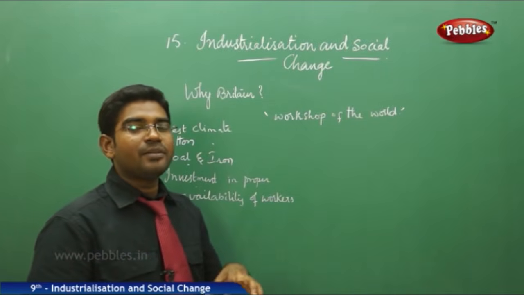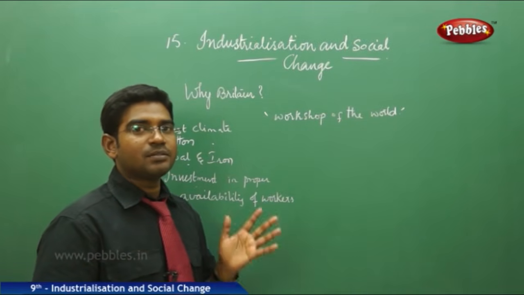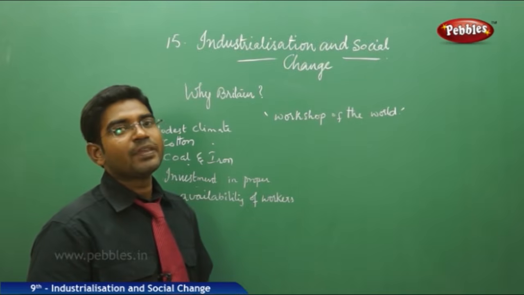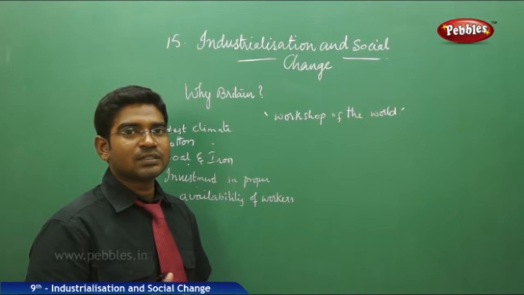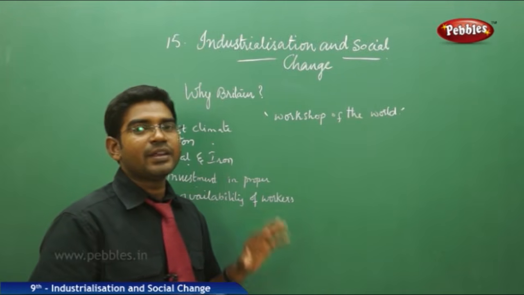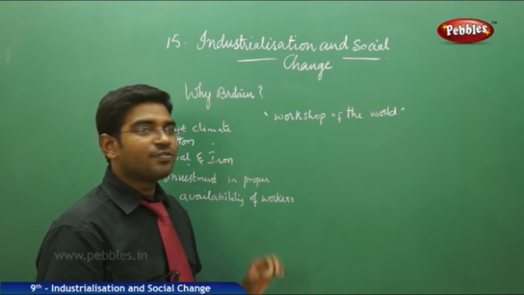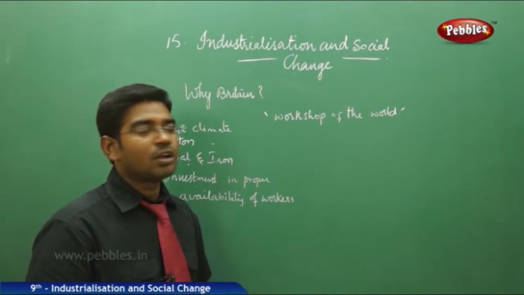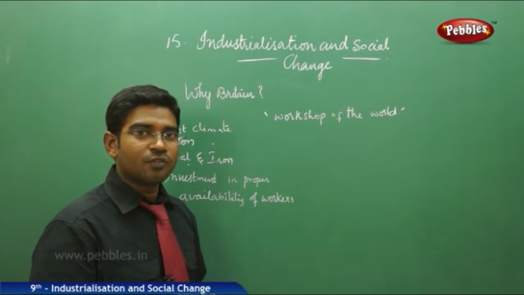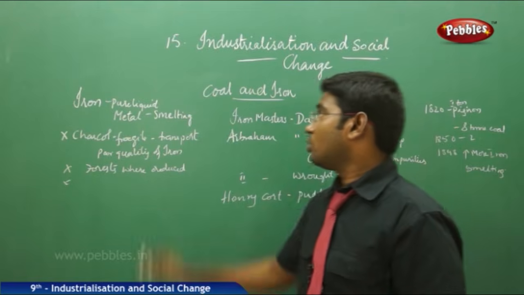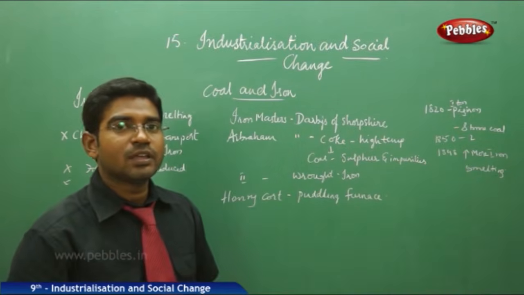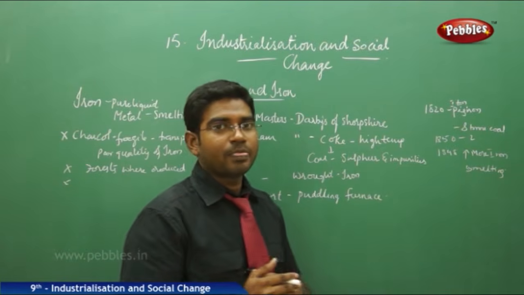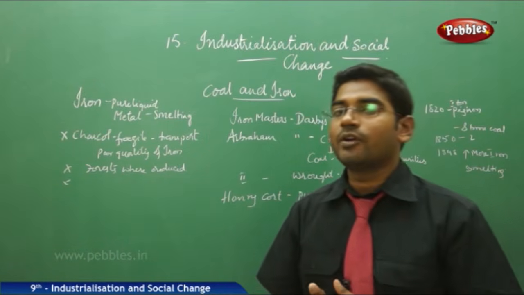So all these things helped England turn scientific knowledge into machinery and use the machinery appropriately so that they could achieve success in the industrial field, which made England the site of the first industrial revolution, called the workshop of the world. Coal and iron are the two basic things required in order to maintain industry. Especially coal is very much required.